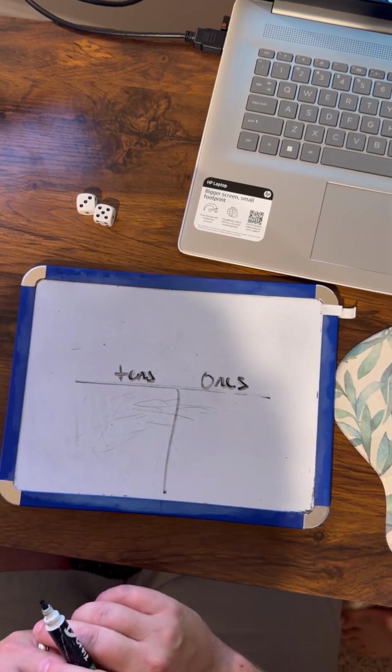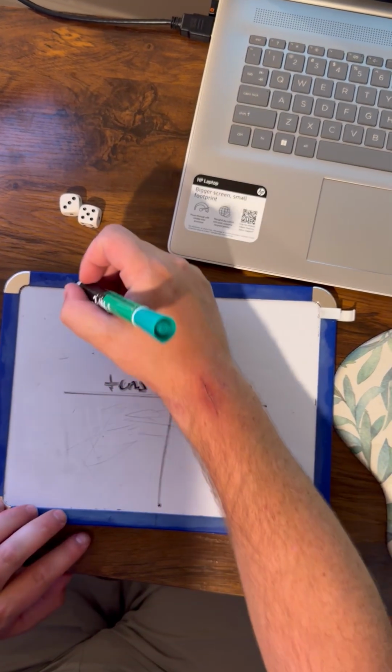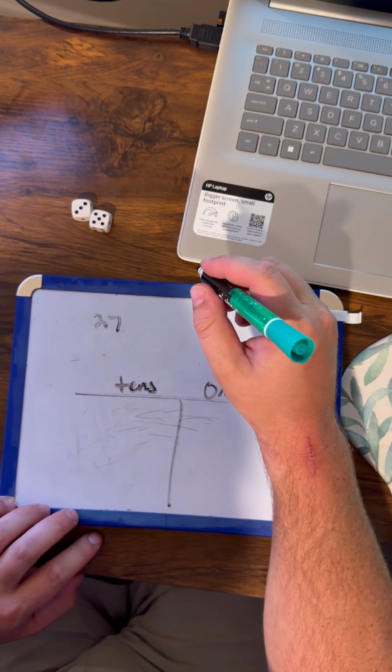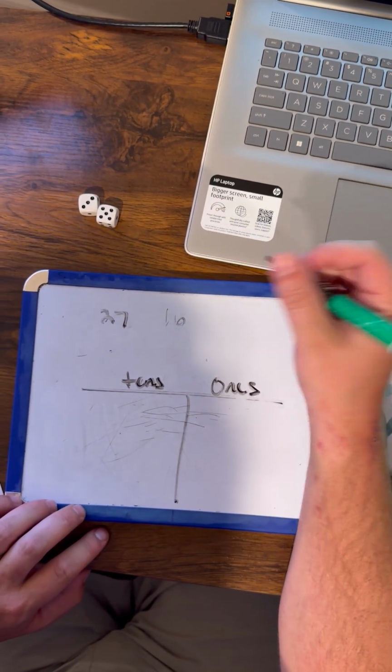So let's look at number 5. And it says there are 27 students at recess. And then 16 more students come outside. How many are at recess now?